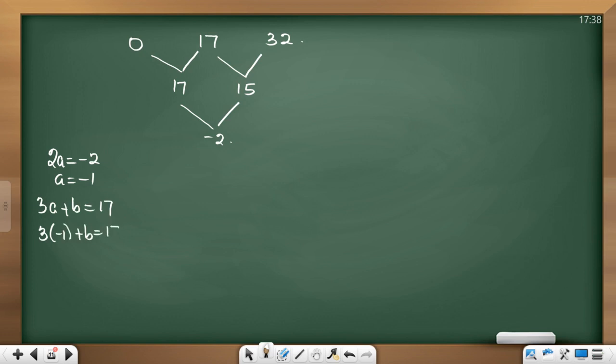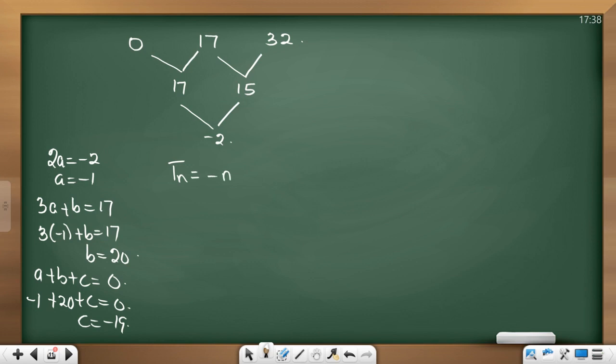And b is 20. a plus b plus c equals 0. What is my a? Negative 1 plus 20 plus c. c is 20 minus 1, 19. We move it over. I hope I remember the values. Now, what is my Tn? Tn equals an squared plus bn. Now, the question is, what is the maximum value of this pattern?